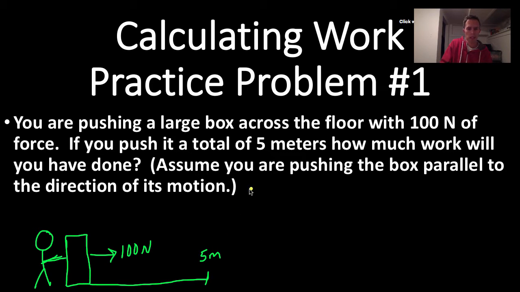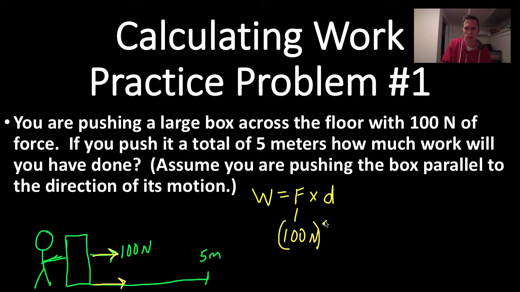Now if we go back to the definition or the formula for calculating work, work is equal to a force times a distance. And remember that the force has to be parallel, and if you see here, this force is exactly parallel to the direction that the box is moving. And so we can use all 100 newtons here for our force, 100 newtons.